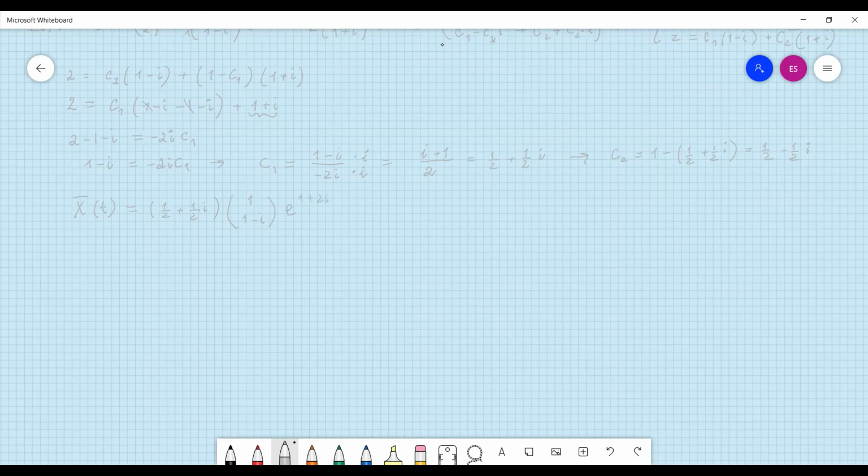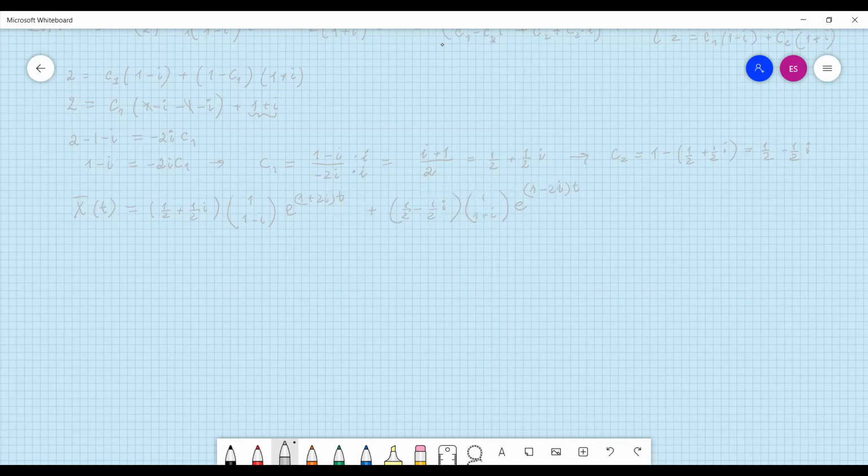e to the power of 1 plus 2i t, plus 1 over 2 minus 1 over 2i, vector 1, 1 plus i, e to the power of 1 minus 2i t. Well, that's actually my final answer. It does not look very nice, and it does not look like a real solution, right? I actually want to check if it's matching the answer which I got already for the initial value problem.